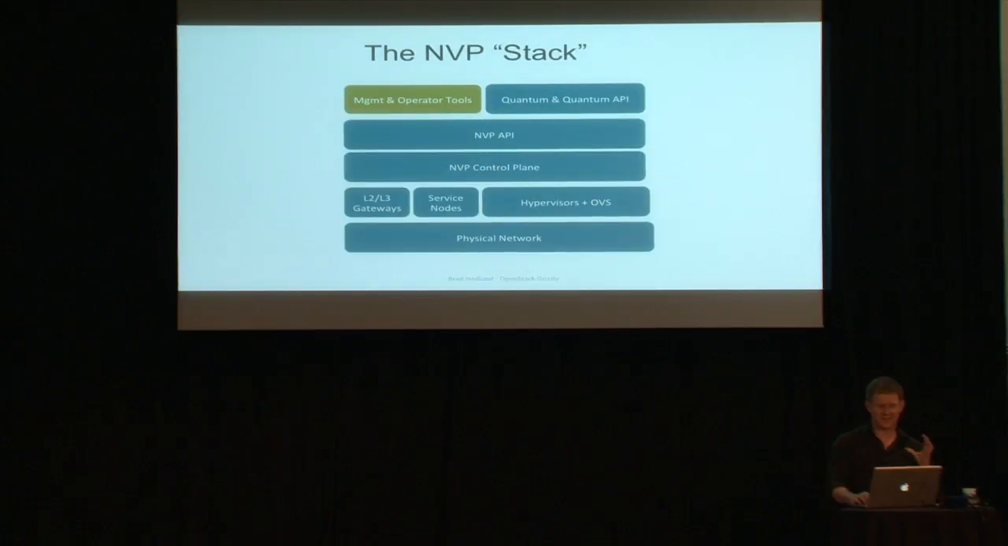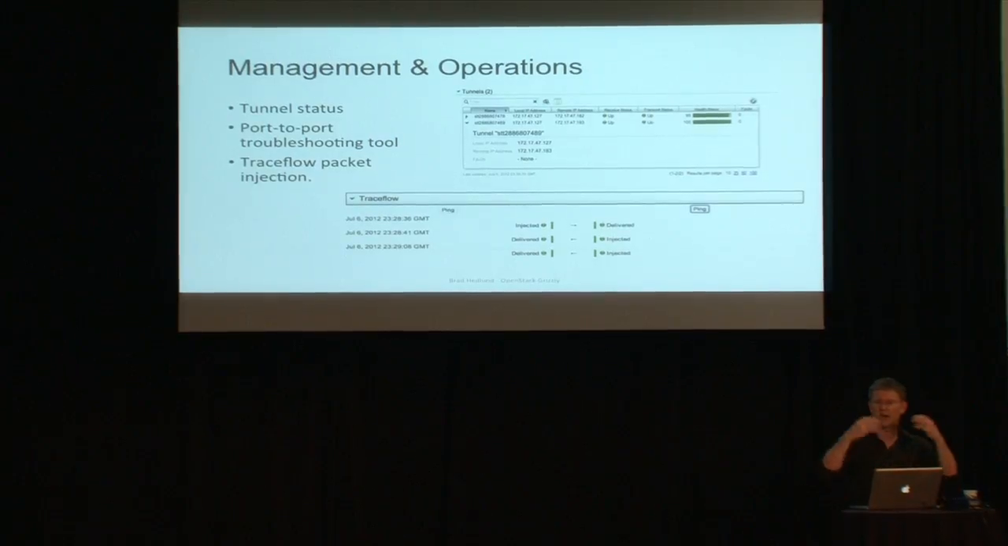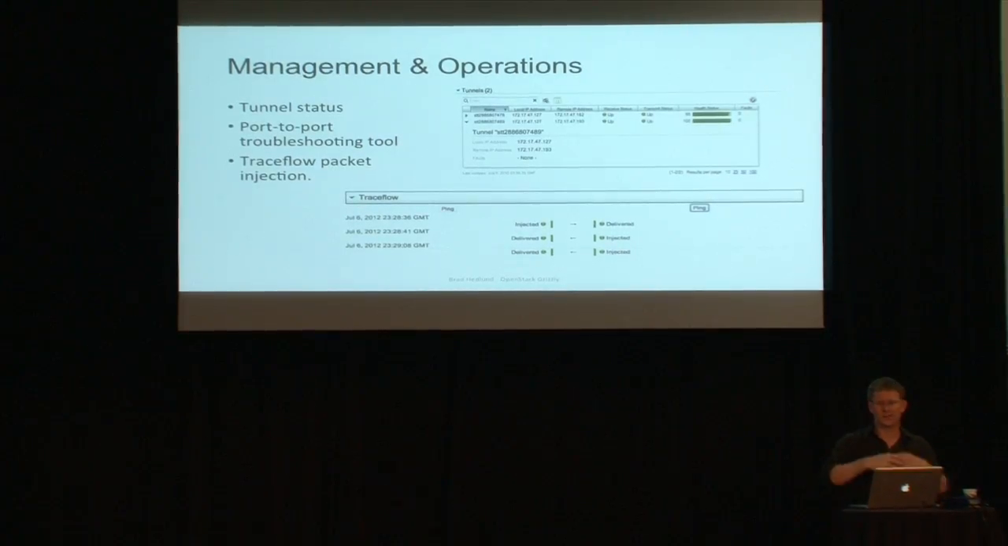The last thing you can't forget is the management and operator tools. A couple of cool things to point out: like I said, we do tunnel monitoring, so as an operator you can tell whether your physical network is giving you any connectivity problems. There's even something really cool called the port-to-port troubleshooting tool. If a tenant calls and says, I've got these two VMs and they can't talk, you can just enter them into a page and say, show me the connectivity between these guys. It will show you what hypervisor they're on, what IP addresses the tunnels are using, what type of encapsulation they're using, whether the tunnel monitoring is up, all of that.